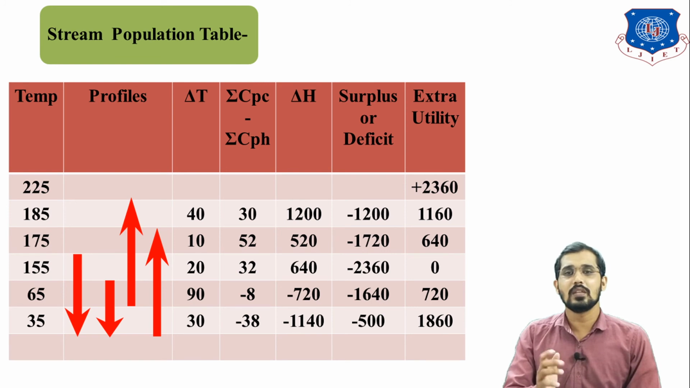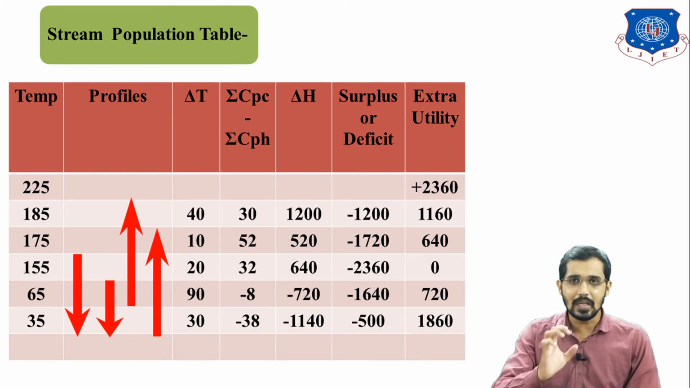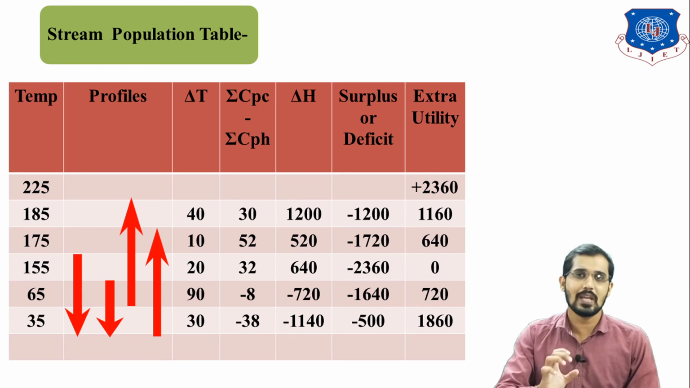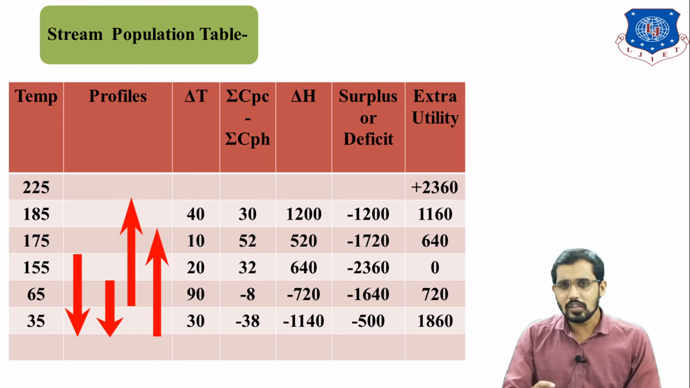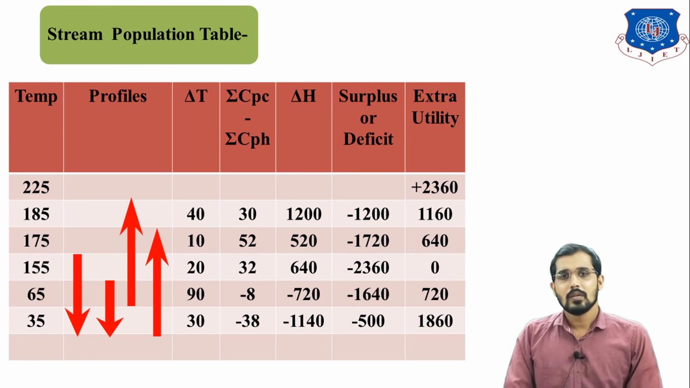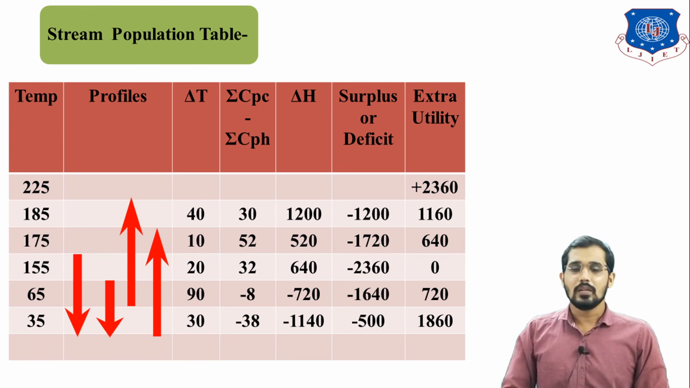After that, by using this extra utility and delta H value, you have to calculate the remaining values for the extra utility. After calculating, just observe the topmost value, which is your minimum hot utility requirement, and the bottommost value, which is your minimum cold utility requirement. In this manner, we can solve this numerical based on the temperature interval method or pinch method. So this is all about this method.